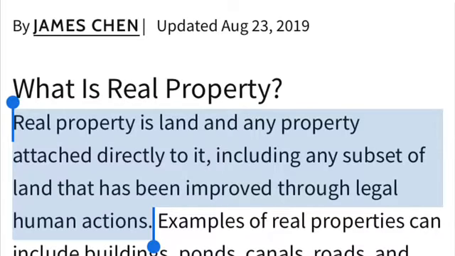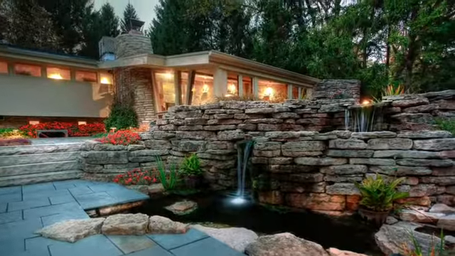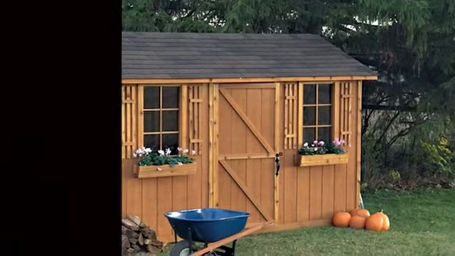Real property. Real property is defined as land and any property attached directly to it, including any subset of land that has been improved through legal human actions. In other words, real property is something that is fixated to a property and cannot simply be moved in a moving truck. An example of this could be a light fixture, a pool or pond, a tool shed or other attached building, and more. Personal property is a little different.